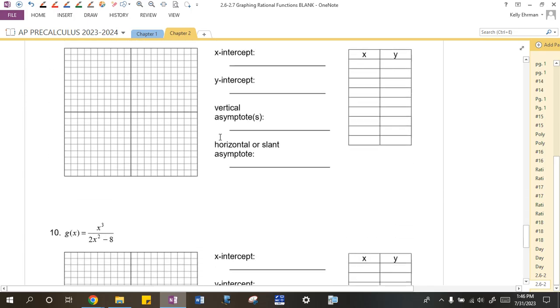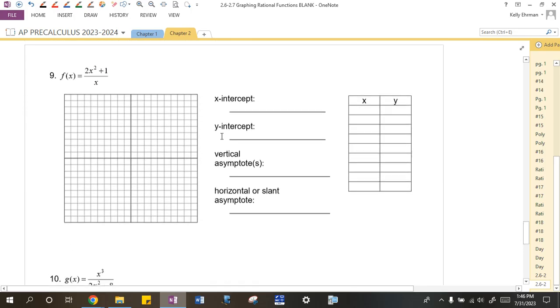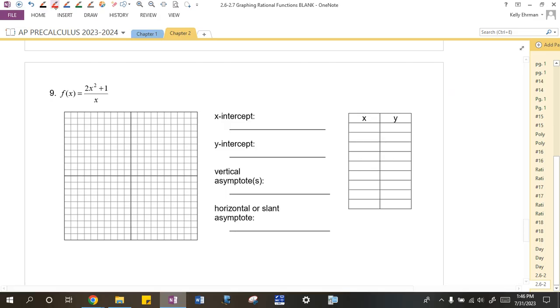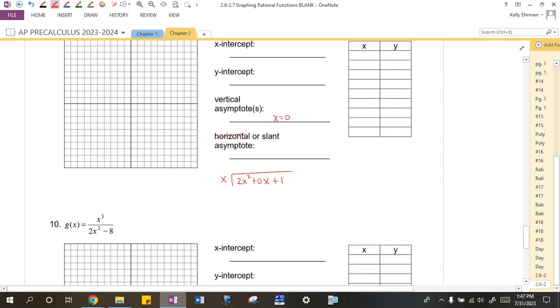Okay, number 9. 2 more of these. Here we are, finally, to something that's top heavy. So it has a vertical asymptote at x equals 0, but there's no horizontal asymptote. This one's a slant asymptote because it's top heavy by degree 1. So that means that you need to do a bit of long division here. Remember to fill in your placeholder like we did in our bookwork.